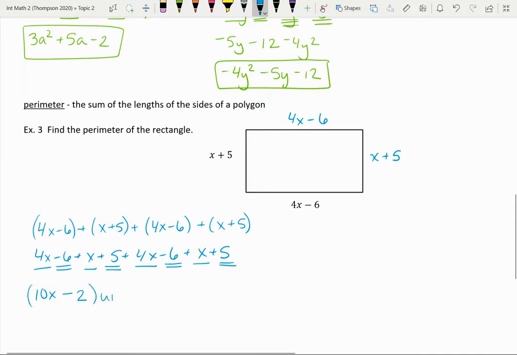Whenever we're doing measurements, we usually include the units. And they don't provide us with the units in this example. So I'm just going to put that in parentheses and call it units, whatever that is.